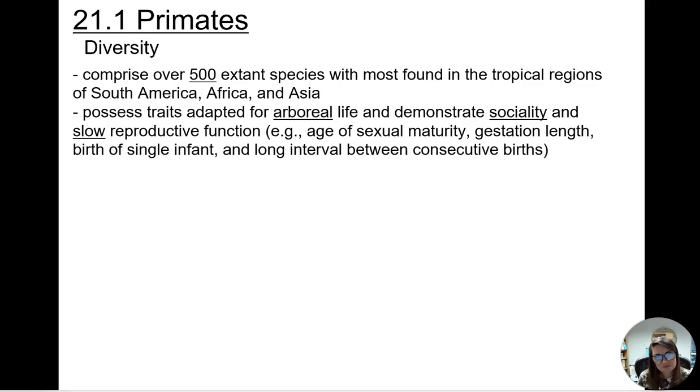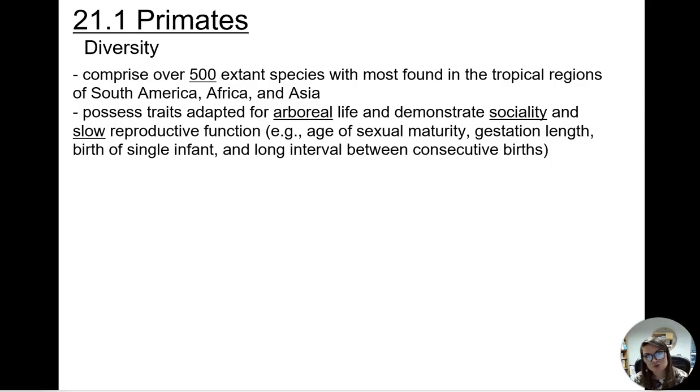So, diversity within the primates. We're going to have over 500 extant species. That means, remember, if it's extant, it's still living, with most going to be found in tropical regions of South America, Africa, and Asia. They possess traits that are adapted to arboreal life and demonstrate sociality and slow reproductive function. So arboreal life, remember, means that they live in trees.